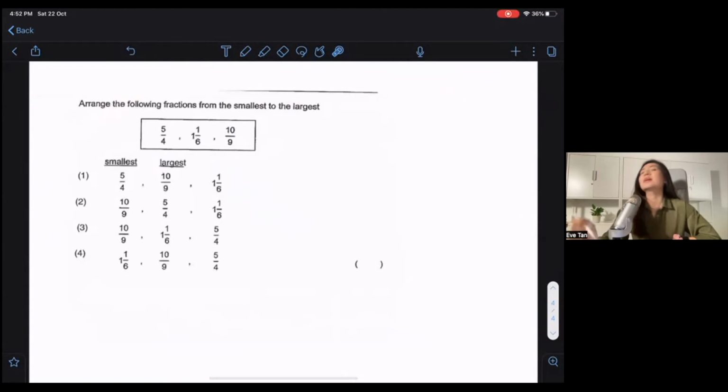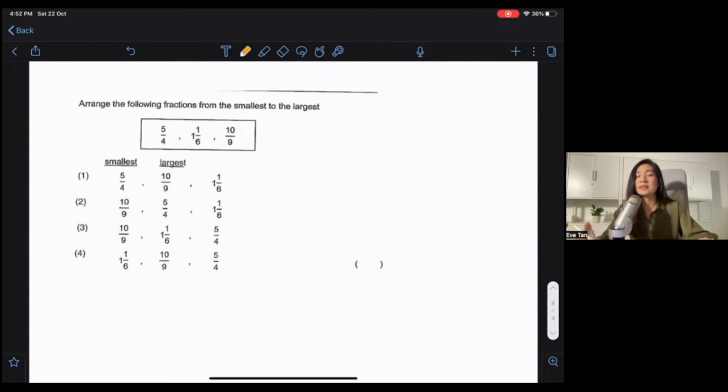Alright? Guys, now we have this question. Arrange the following fractions from the smallest to the largest. This is a very typical exam standard question. I can't promise that it will come out for the exam, but it's not difficult. If you do not know how to do it, please watch till the end of this video. The first step that you should be doing is to make them the same denominator.